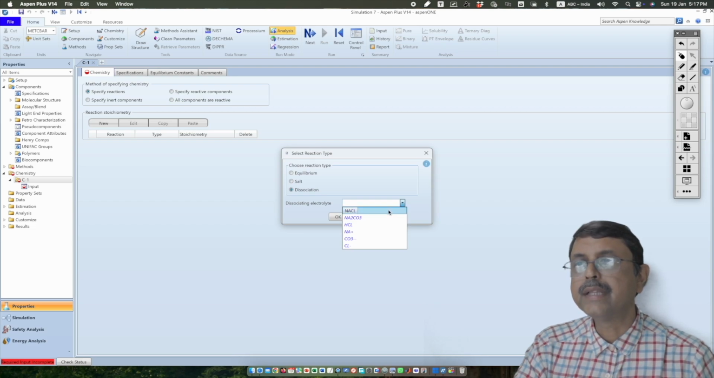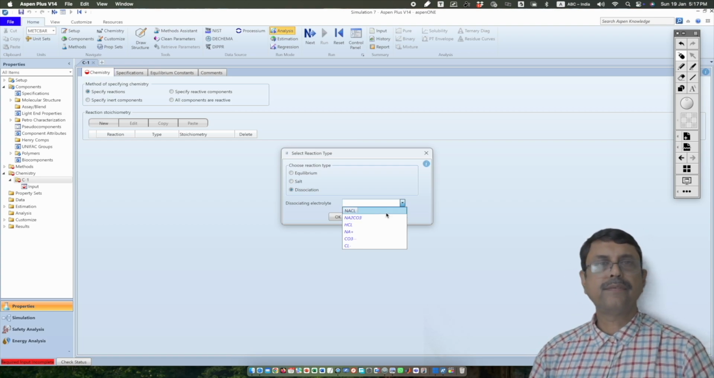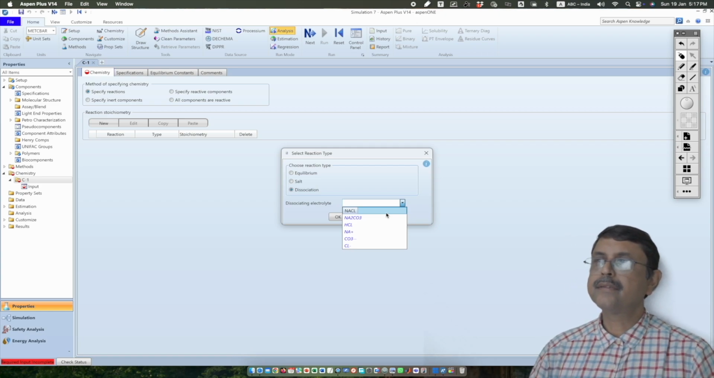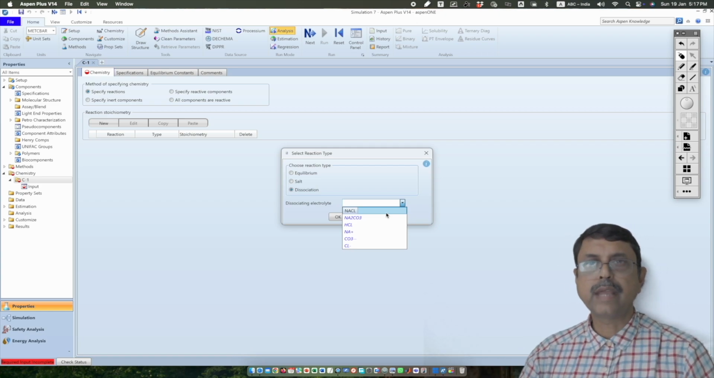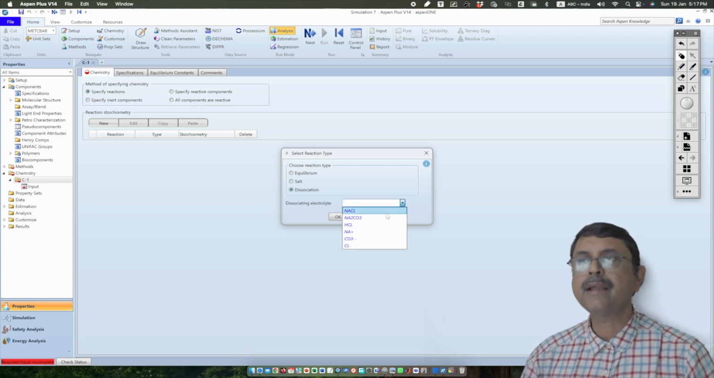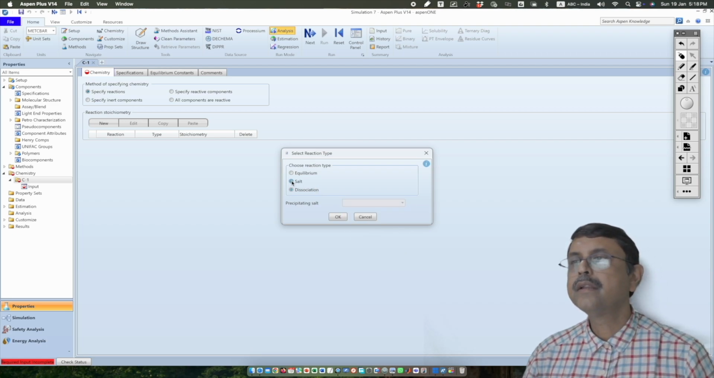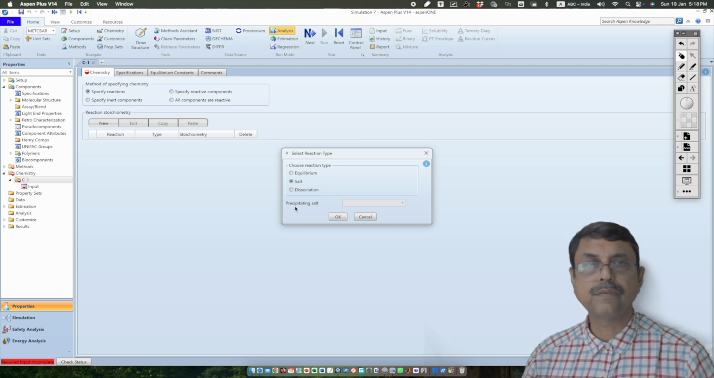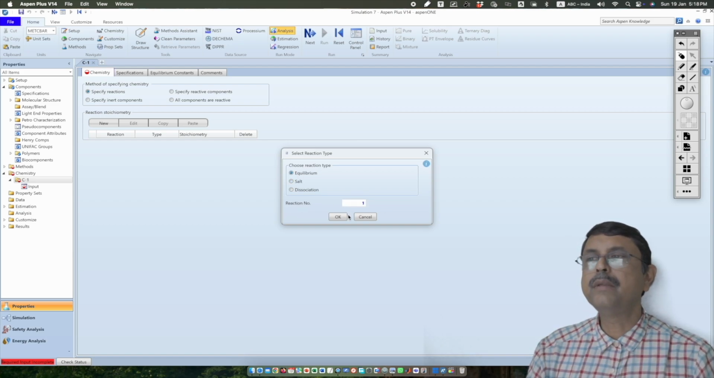So whether NaCl is dissociating or Na2CO3 is dissociating, that we have to fix. Now we can say both are dissociating. In that case, we have to select two reactions. In the first reaction, we will say NaCl is dissociating. In the second reaction, we will say Na2CO3 is dissociating. Then salt: we have to define the precipitating salt there. And the third one is the equilibrium reaction.